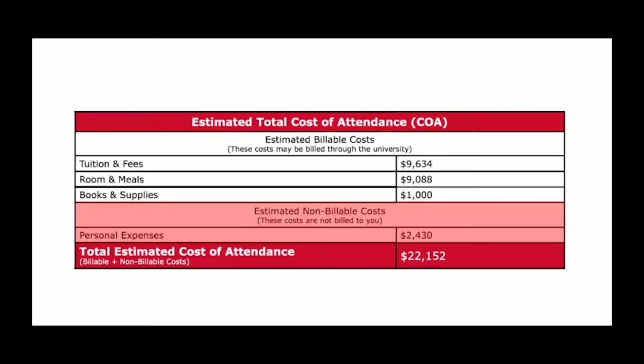Personal expenses are the last aspect of the cost of attendance. These are not billed to the student, but are factored into the aid offer because we know students will spend money outside of just school. This could be gas money, medical expenses, dining, doing laundry, etc. It is important to budget and consider these types of expenses as well.